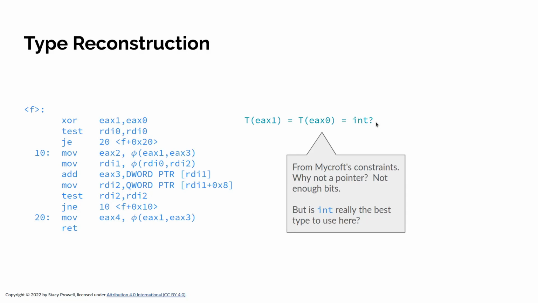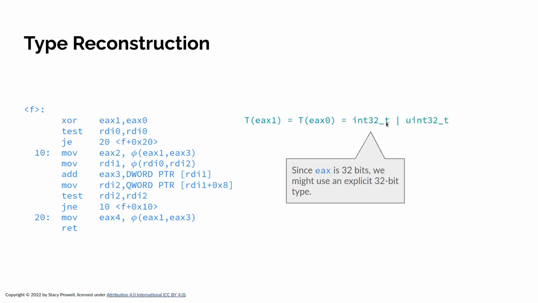So is int the right type to use here? It's a 32-bit thing. Let's use this since we can. So we'll say it's an int32_t, or what if it's a uint32_t? Maybe it's signed, maybe it's unsigned. I don't know. How would I figure that out? Well, maybe I can see how it's used, and maybe that will tell me. But right now, I don't know if it's signed or unsigned.